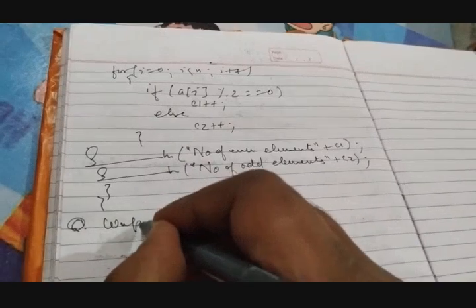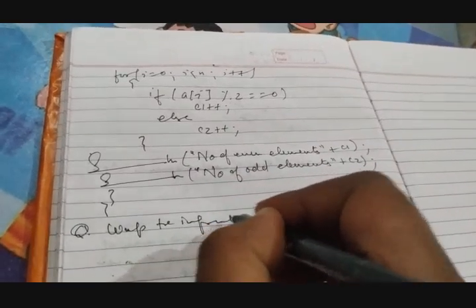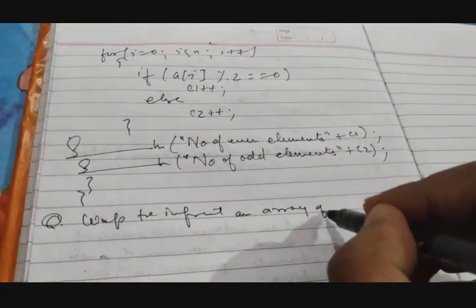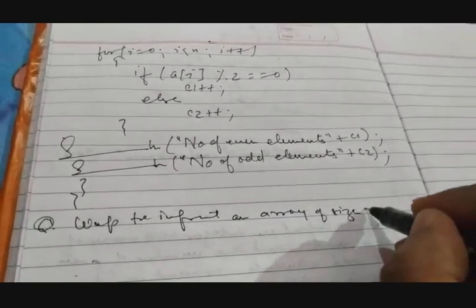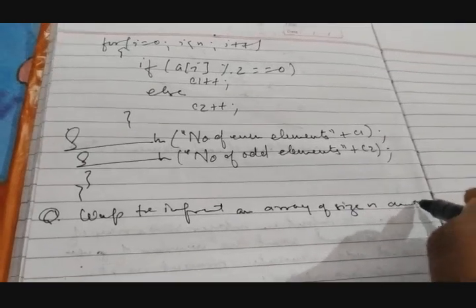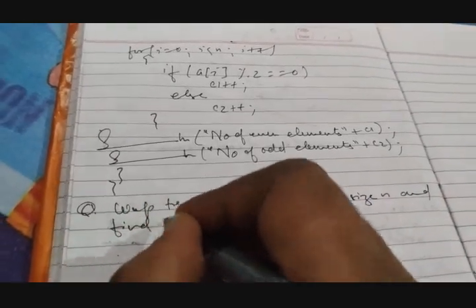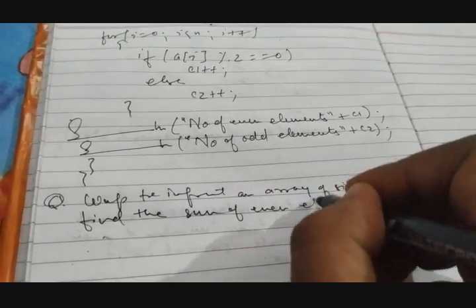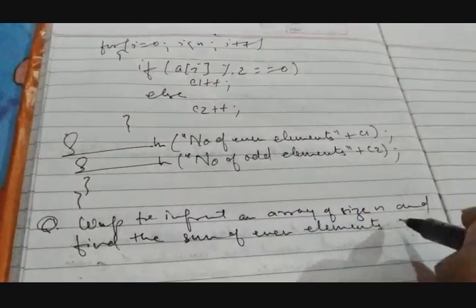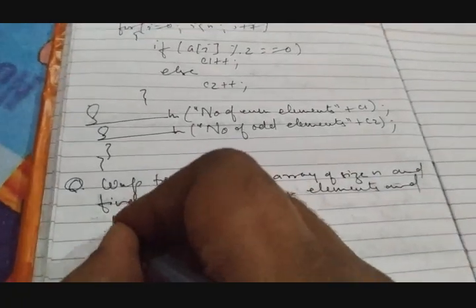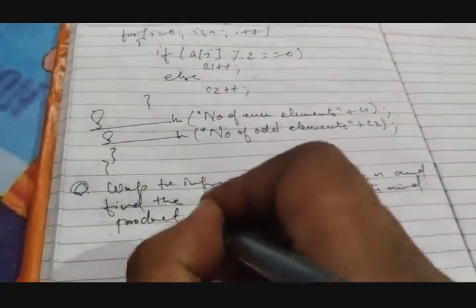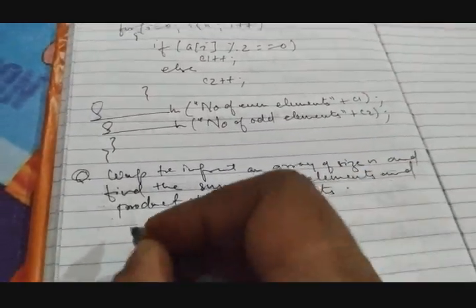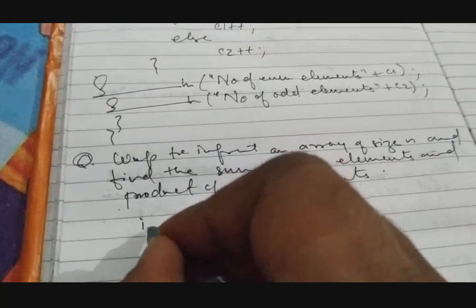Let's do one more. We have to input an array of size n, an integer array of size n, and find the sum of even elements and the product of odd elements. So you go with it.